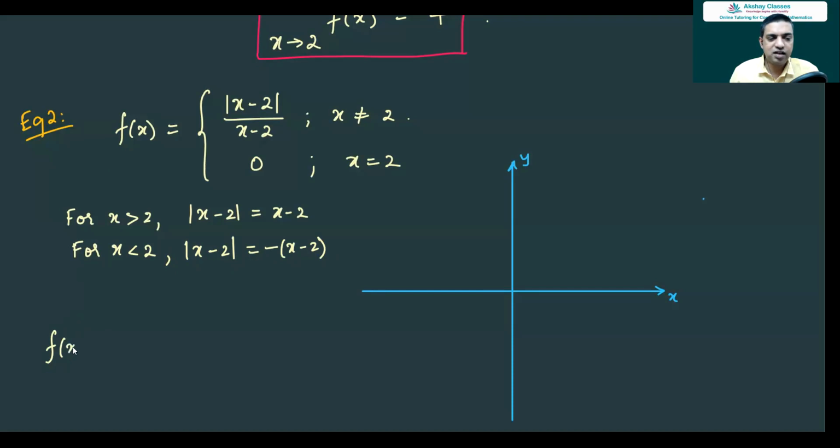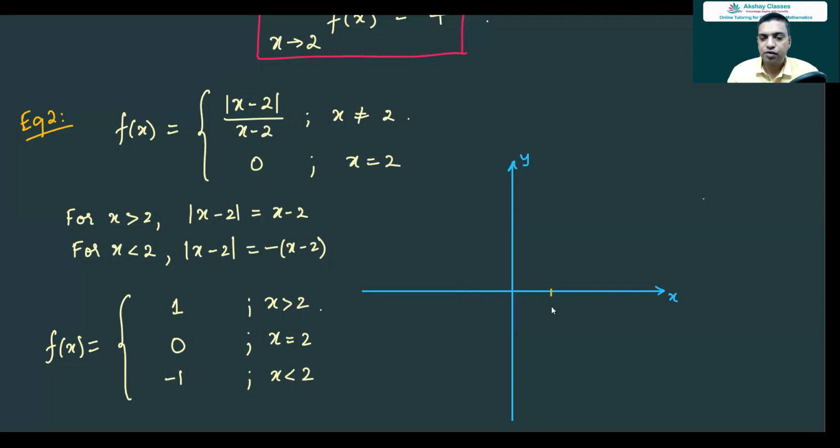So what happens? This function is now split into 3 parts piecewise. When x is greater than 2, we get x minus 2 upon x minus 2. We'll get the value 1. When x is equal to 2, the function is already defined as 0. When x is less than 2, the function will be minus of x minus 2 divided by x minus 2. This modulus of x minus 2 becomes minus of x minus 2, so you get minus 1.